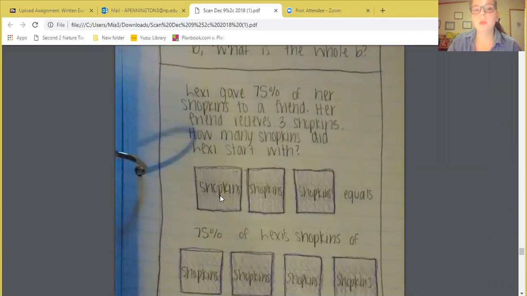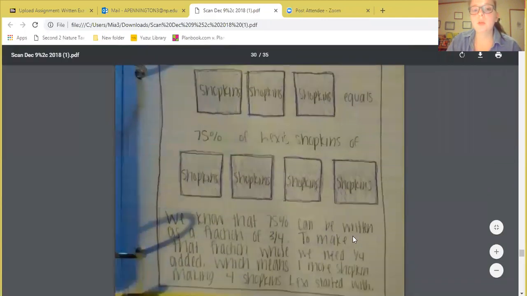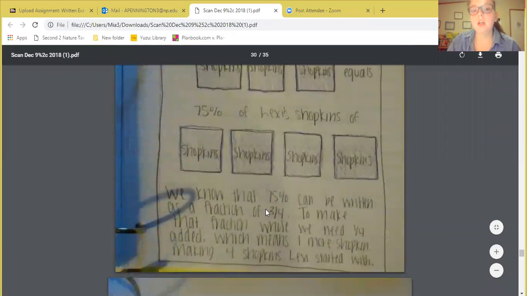So we know that 3 Shopkins equals 75% of Lexi's Shopkins. Okay, so we need to know how many she started with. We know that 75% can be written as the fraction 3/4. So to make that fraction whole, we need 1/4 added, which means 1 more Shopkin makes 4 Shopkins Lexi started with. So Lexi started with 4 Shopkins and gave 3 of them away.